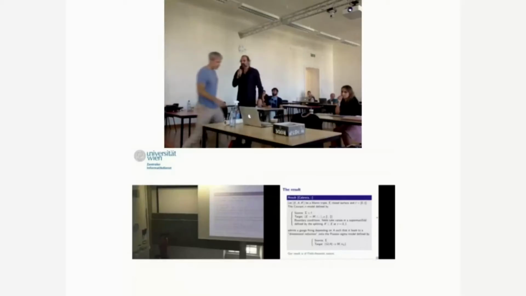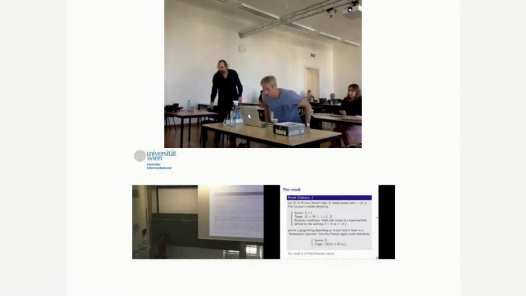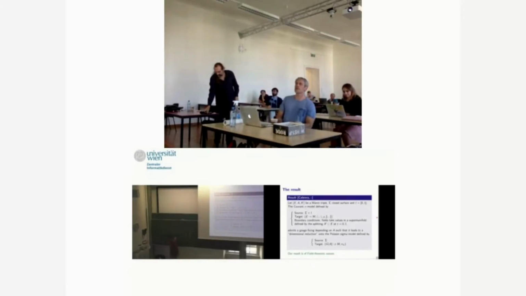What do you mean by dimensional reduction? Yeah, that's a good question. I will try to answer during the proof of this statement. So this is sigma and this is I.